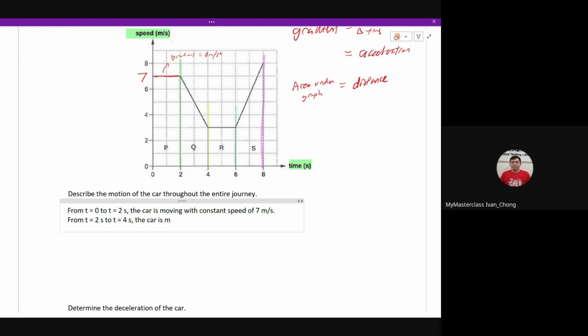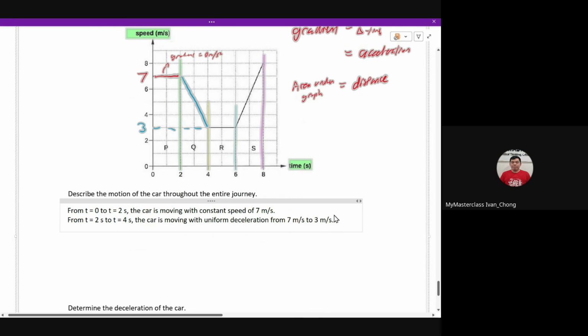The car is moving with, and because you can see, we started from 7, and you can see that we actually slow down, right? So what you can say is that the car is moving with uniform deceleration because I'm slowing down, and because it's a straight diagonal line downwards, it's a uniform deceleration from 7 meters per second to how much? 3 meters per second. So you can see over here, if you dot the line, this is 3 meters. So from 7 to 3, you can see we slowed down.